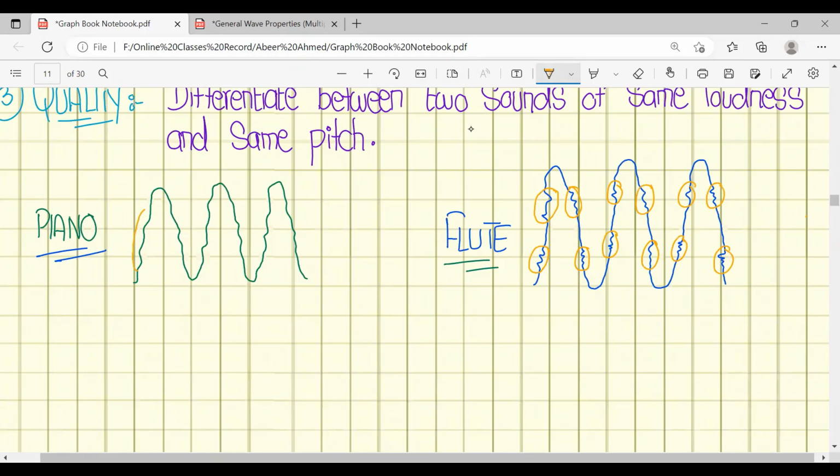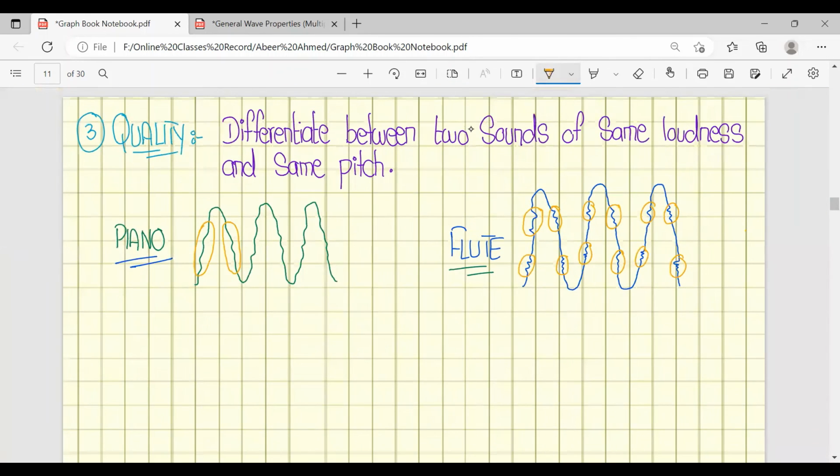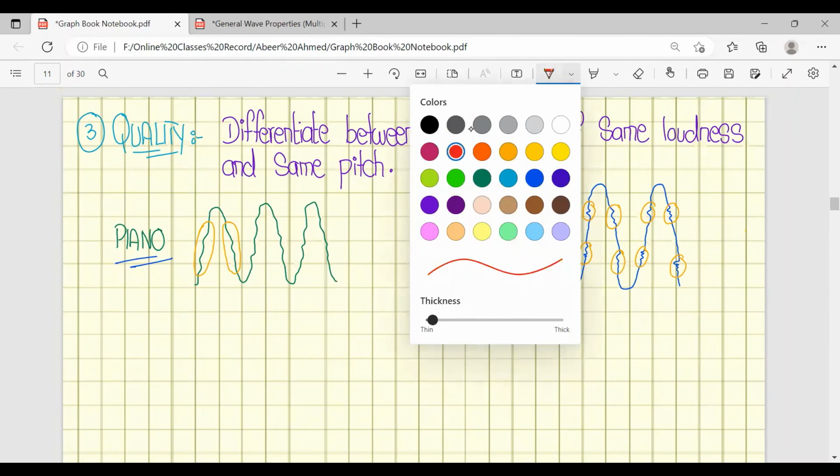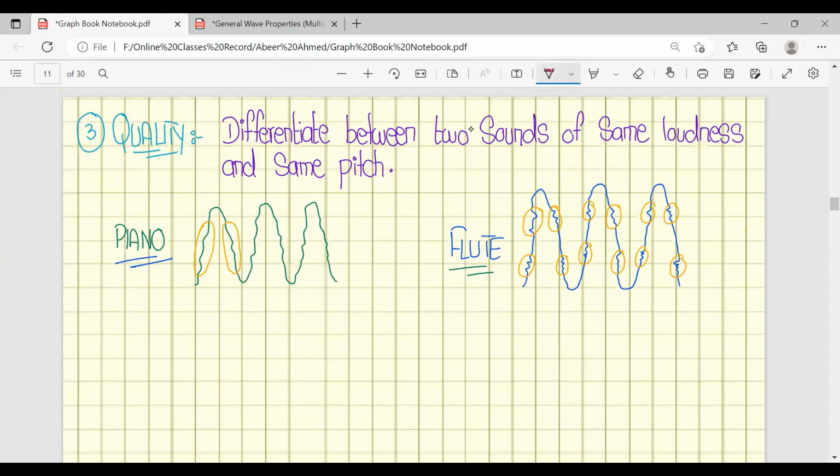If we observe the wave of the piano, there is a wavy shape in it. So this is the difference between these two sound waves. We can say that quality helps us to distinguish between two sounds of the same loudness and the same pitch, and the property that distinguishes them is known as waveform.